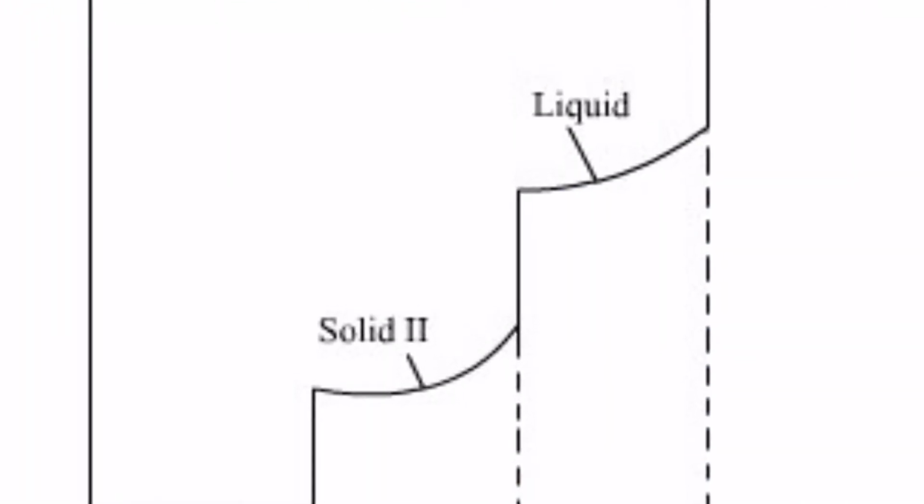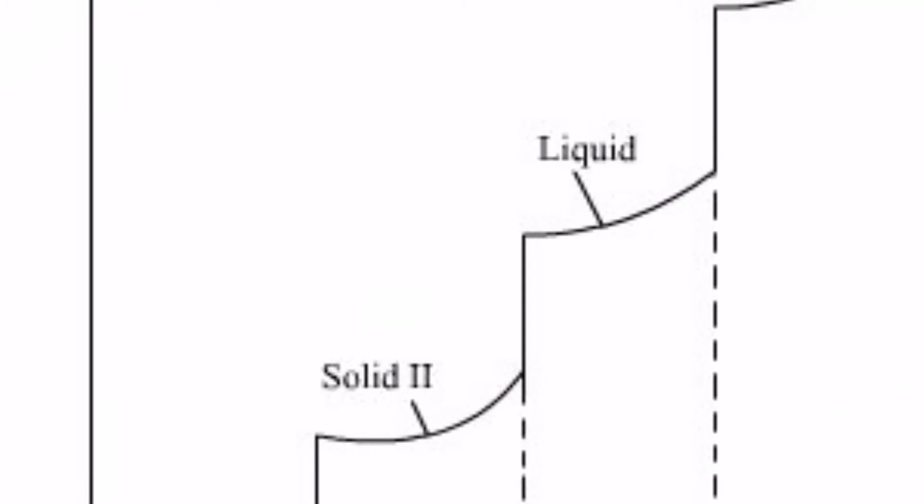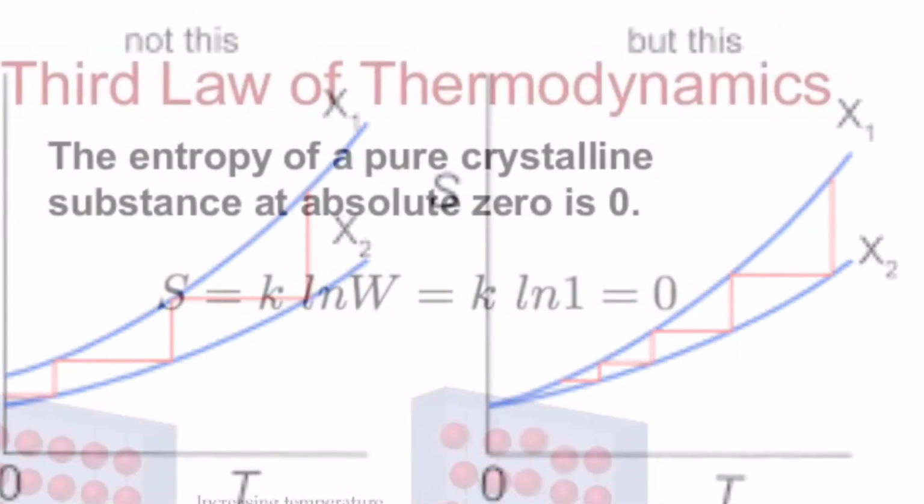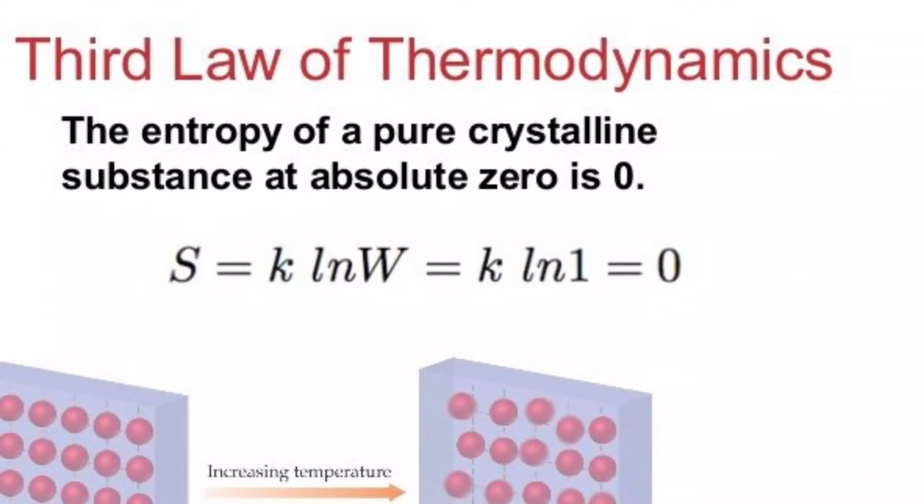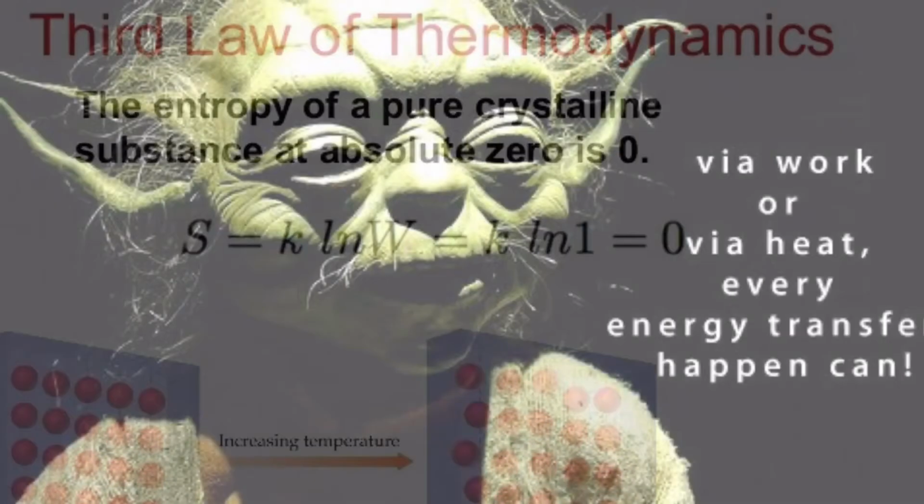The third law of thermodynamics states that as a system approaches absolute zero, the entropy of that system approaches a constant value. The entropy of a system at absolute zero is generally zero.